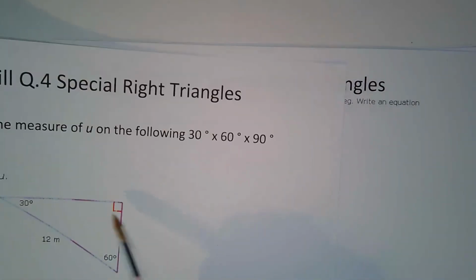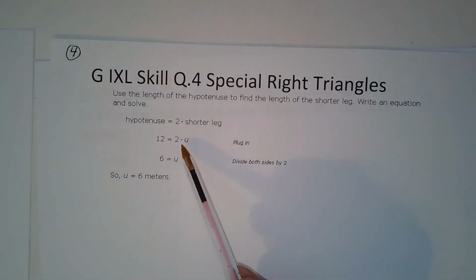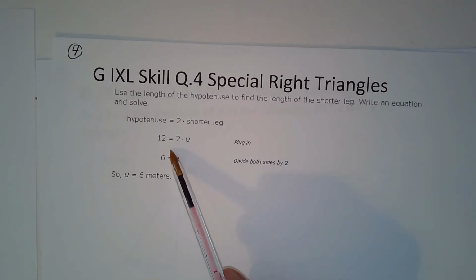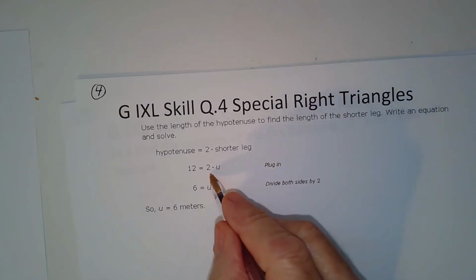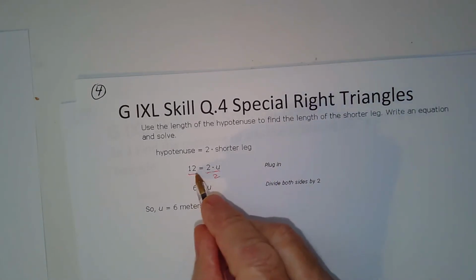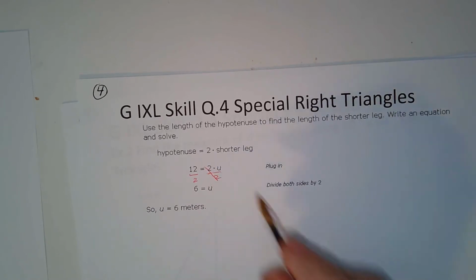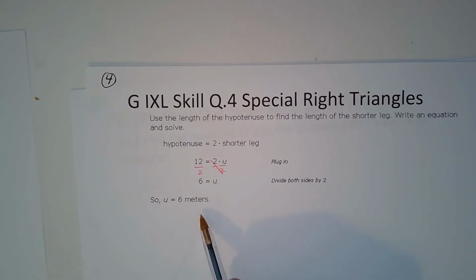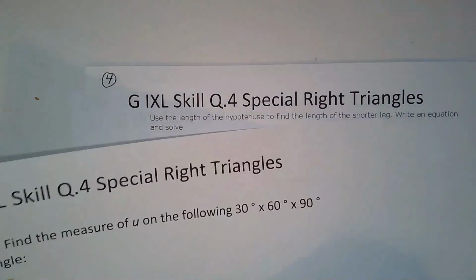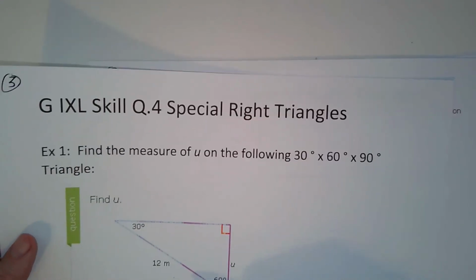So if you remember what the rule is, the hypotenuse is twice the shorter leg. Well, the shorter leg we just know is u. So 2 times u has to equal the hypotenuse, which is 12. 2 times u equals 12. So there we have it written here. And then if you just simply divide both sides by 2, what's 12 divided by 2? It's 6. So that's the way that you find the measure of u here. It's just simply half of the hypotenuse.